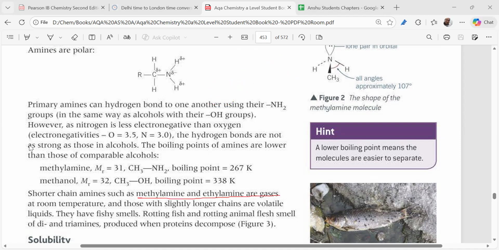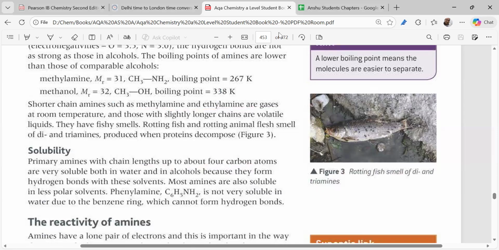Fine, number one. Now, the next part: when we talk about the longer chain, as we increase the chain length, as I told you, the London dispersive forces will increase. When the London dispersive forces increase, what happens? It is very important that they will be liquids at room temperature, right? Isn't it? Fine. So longer chains will be liquids, but the intermolecular forces are not strong enough, so they will be volatile liquids and they will have a fishy smell, right?